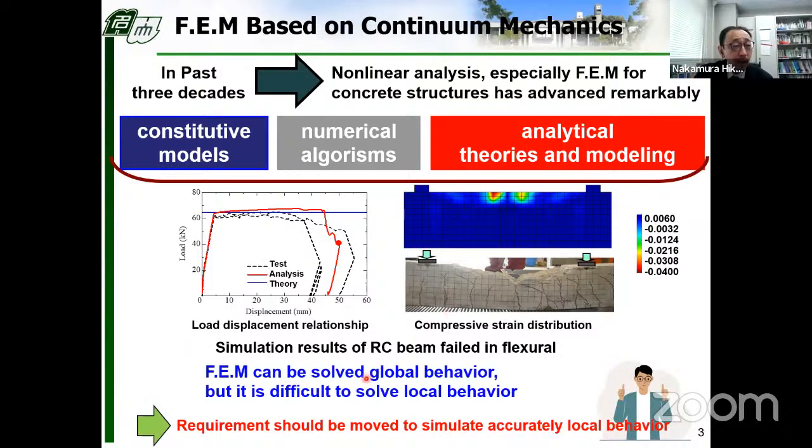So the finite element method can easily solve global behavior, such as the load displacement relationship, but sometimes it is difficult to solve local behavior. On the other hand, according to the development of numerical methods, our requirement should move to accurately simulating local behavior such as cracking and compressive failure. So, do you agree with this requirement?